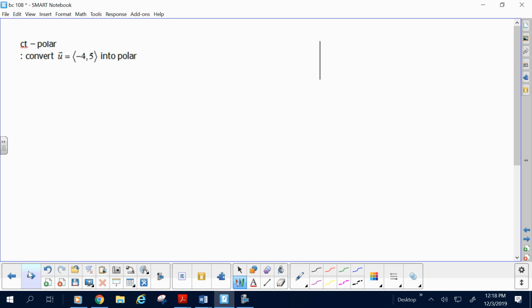Let's sketch, it helps. You've been doing this since algebra 2, but I just want to make sure you're solid. Wouldn't you say, what quadrant does this put you in? 2, yeah?